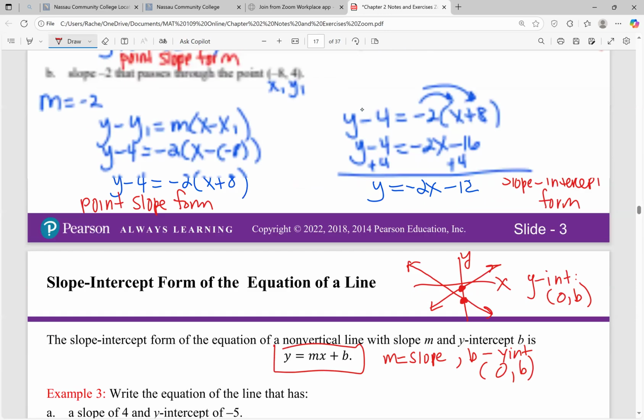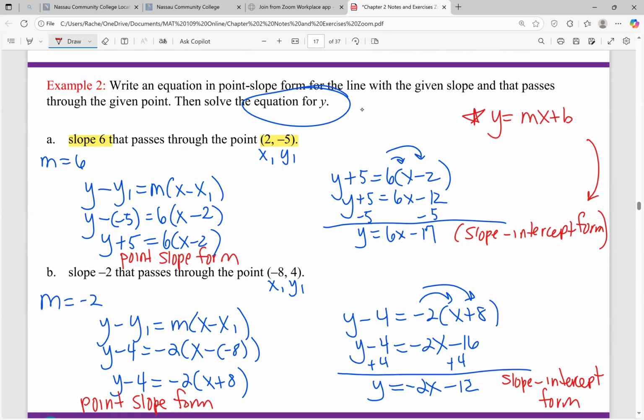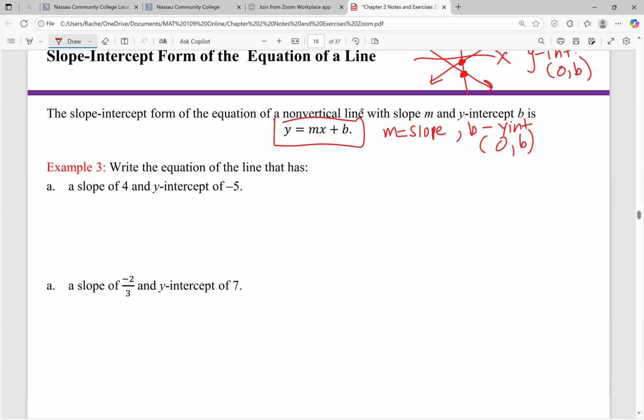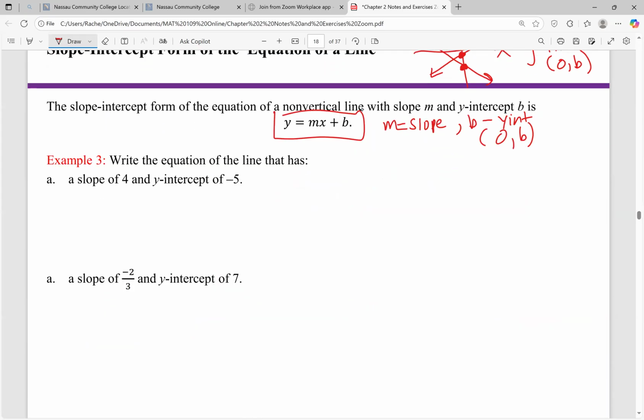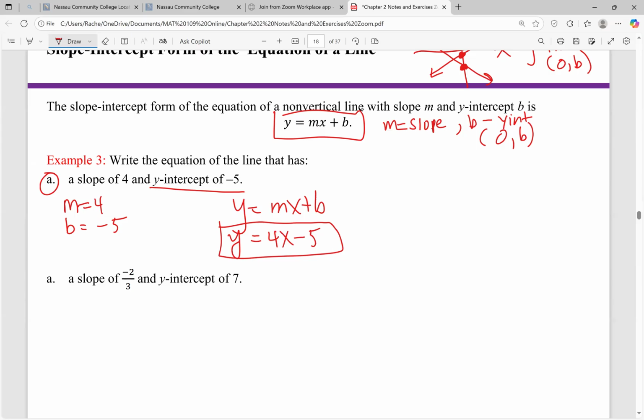These points up here, I didn't know what b was. I knew m, but I didn't know b because I didn't have a y-intercept. So like look at example 3. A says we have a slope of 4, so m is equal to 4, and we have a y-intercept of -5. So that means that b is -5. So I can easily use y equals mx plus b. Just replace m with 4. So we're going to have y equals 4x, and then plus b, or -5. So that would be the equation of the line that has a slope 4 and a y-intercept of -5.